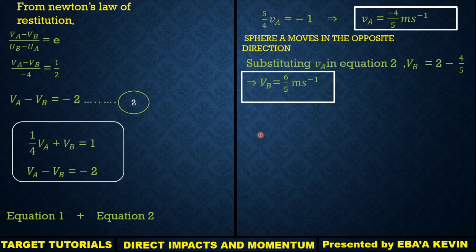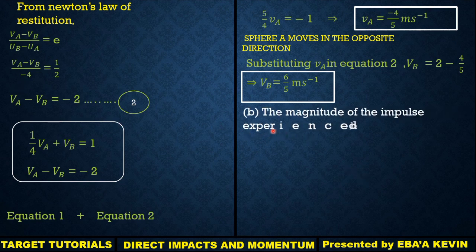We are being asked to calculate the magnitude of the impulse experienced by A during the impact. The impulse experienced by sphere A is simply GA, as represented on the diagram which I showed previously. GA is simply equal to the variation of the momentum of sphere A, that is, the momentum of sphere A after the collision minus the momentum of sphere A before the collision.